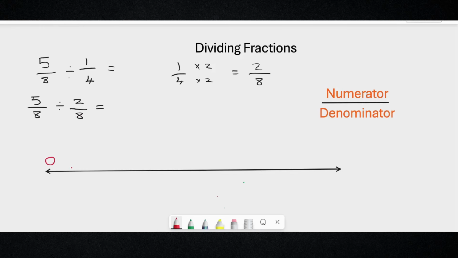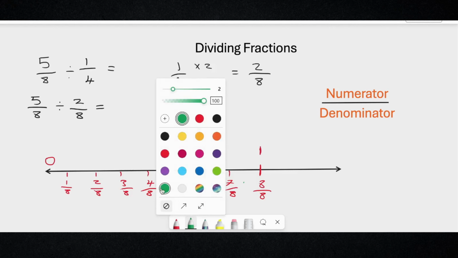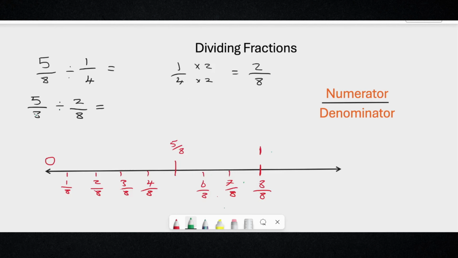So let's start with 0. I'm going to make this one 1/8, 2/8 here, 3/8, 4, and then we are interested in this one. I'm going to put this one up here, 5/8. Then I'm going to carry along. We've got 6/8, 7/8, and then finally 8/8. Now 8/8 is the same as 1 whole. Okay, so let's see how many 2/8s can fit into 5/8.